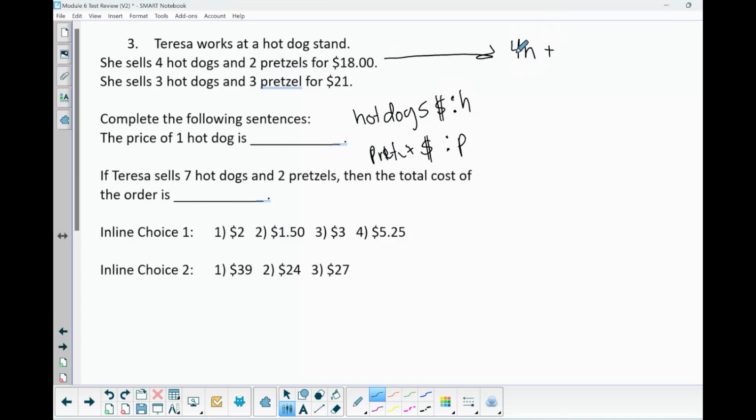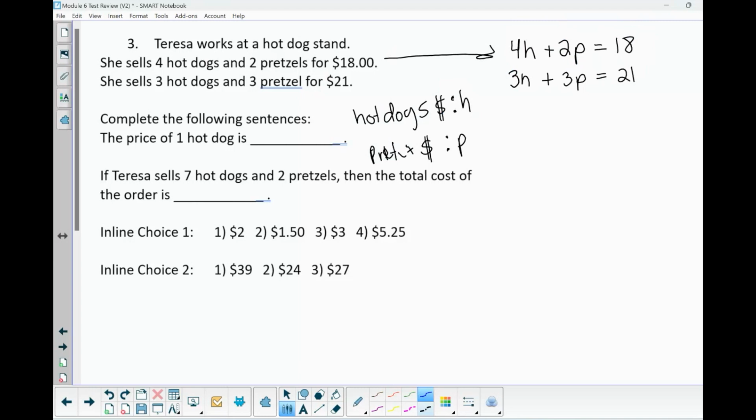And why did we choose 4 times H? Well, because I know we had 4. I don't know the price of each hot dog, but once I do, I know I can multiply that out. Plus 2 pretzels should get me a total of $18. And my second situation says 3 hot dogs and 3 pretzels should get me $21. And now I've built my system. So we can solve for each variable.